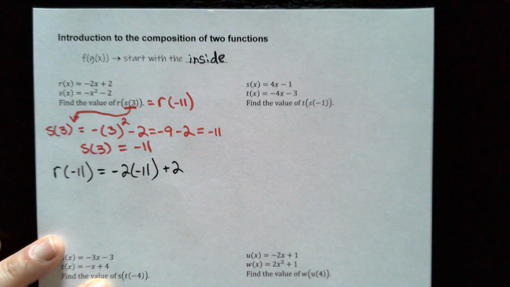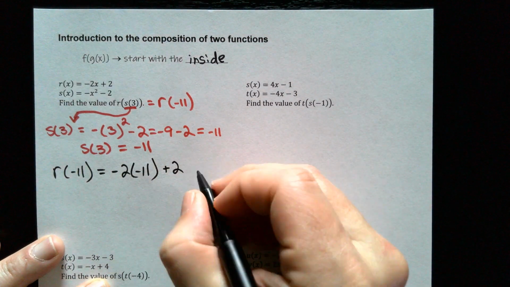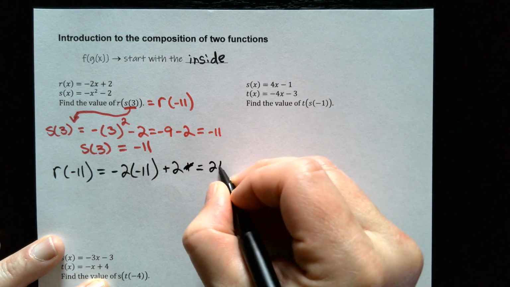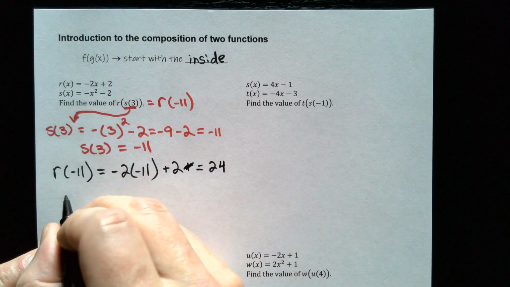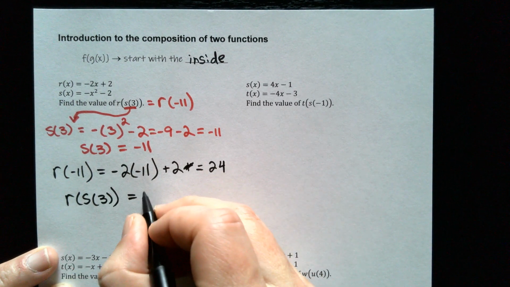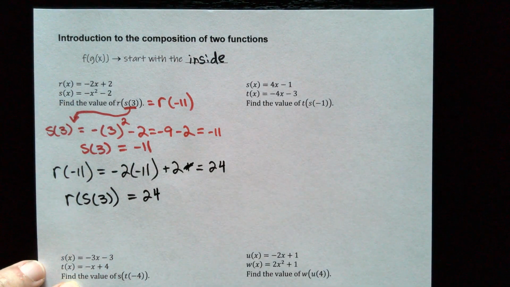Negative times a negative is positive, right? So 22 plus 2 equals 24. So r of s of 3 is equal to 24.